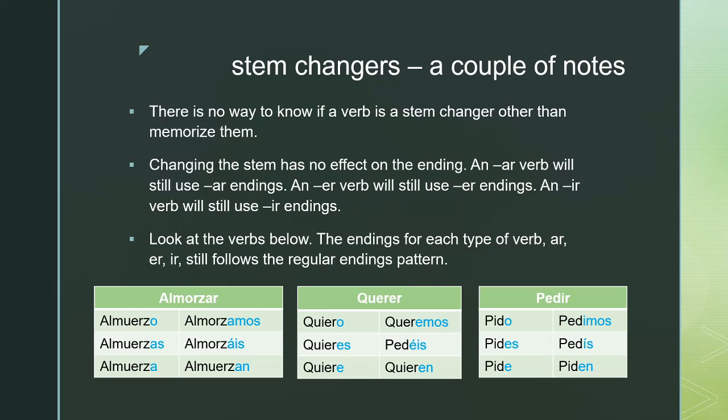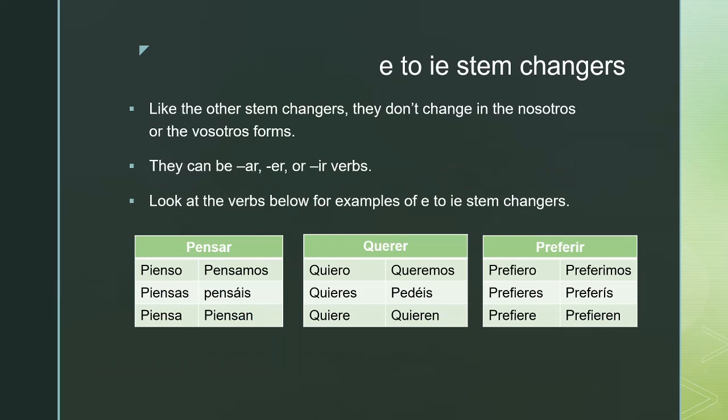One of the other things that we see down below is that you can have AR verbs, ER verbs, and IR verbs all be stem changers. So it really is just a matter of memorizing them. Past that, we take a quick look at the different kinds of stem changers. You'll notice here, like all the other stem changers, they don't stem change in the nosotros or vosotros form. Verbs that are E to IE stem changers can be AR verbs, ER verbs, or IR verbs, and we just see 3 examples below. I like the example preferir because it shows us, oh, if I have a stem that has more than one syllable, I'm going to make that stem change in the final syllable of the stem.